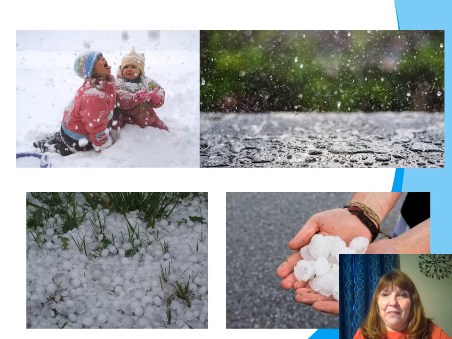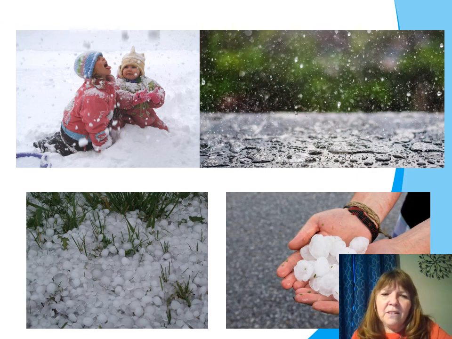Of course you know what the top one is. That is snow. And we live in Idaho, so we know all about snow. That is water in a solid form. The next one over is rain, and we see a lot of rain in Idaho too. That is water in a liquid form. The bottom two are a little harder though.